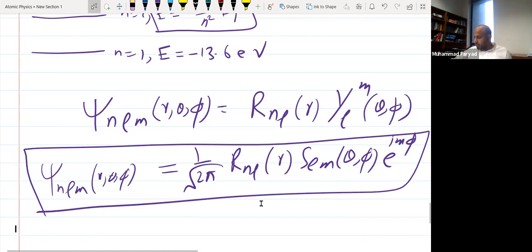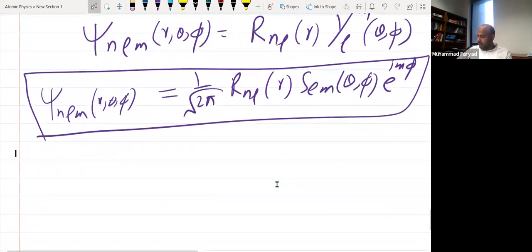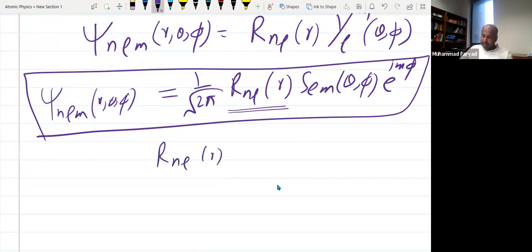Okay, so let's now discuss these wave functions. Let's start by looking at this function R_nl, because this is one of the most important parts of the wave function, which tells us the distribution of probability as a function of radial distance from the nucleus. So this R_nl(r) has a polynomial.